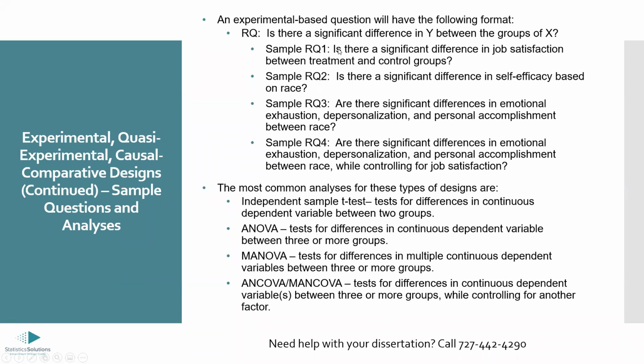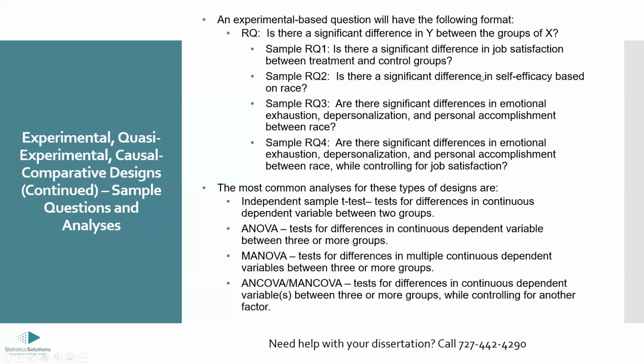For this research question, you can use an independent sample t-test. It is used when you're testing for differences in a continuous variable between 2 groups. 2 groups is the very important distinction here. If you only have 2 groups, then you do an independent sample t-test. If you have 3 or more groups, that's when you do an analysis of variance, which is an ANOVA for short. And that would apply to sample question 2.